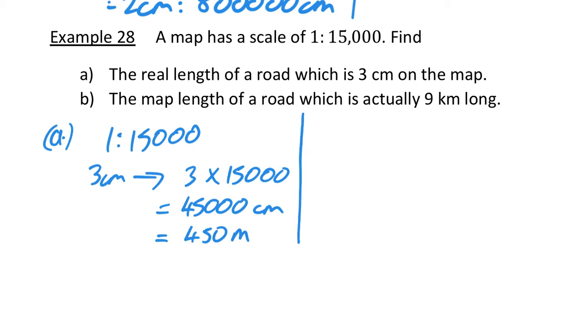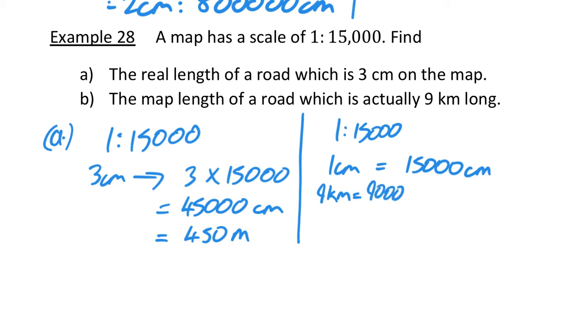Part B says find the map length of a road which is actually 9 kilometers long. So I'm going to say 1 to 15,000 again. And we're going to just say that 1 centimeter is equal to 15,000 centimeters. So here we're just going to work out what 9 kilometers would be in centimeters. So just say 9 kilometers would be equal to, first of all, 9,000 meters. Add another 2 digits, so 900,000 centimeters.